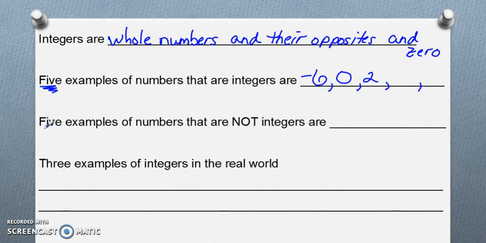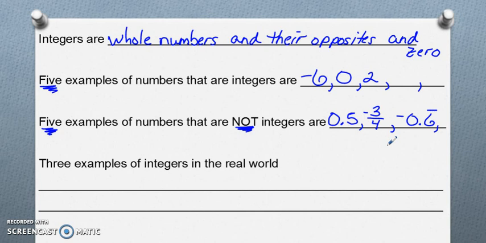Next, similarly, we are going to do 5 examples of numbers, but this time we want numbers that are not integers. I will give you 3, and I would like you to give me 2 more. 0.5 is not an integer. -3/4 is not an integer. And negative 0.6 repeated is not an integer. Please list 2 more examples.